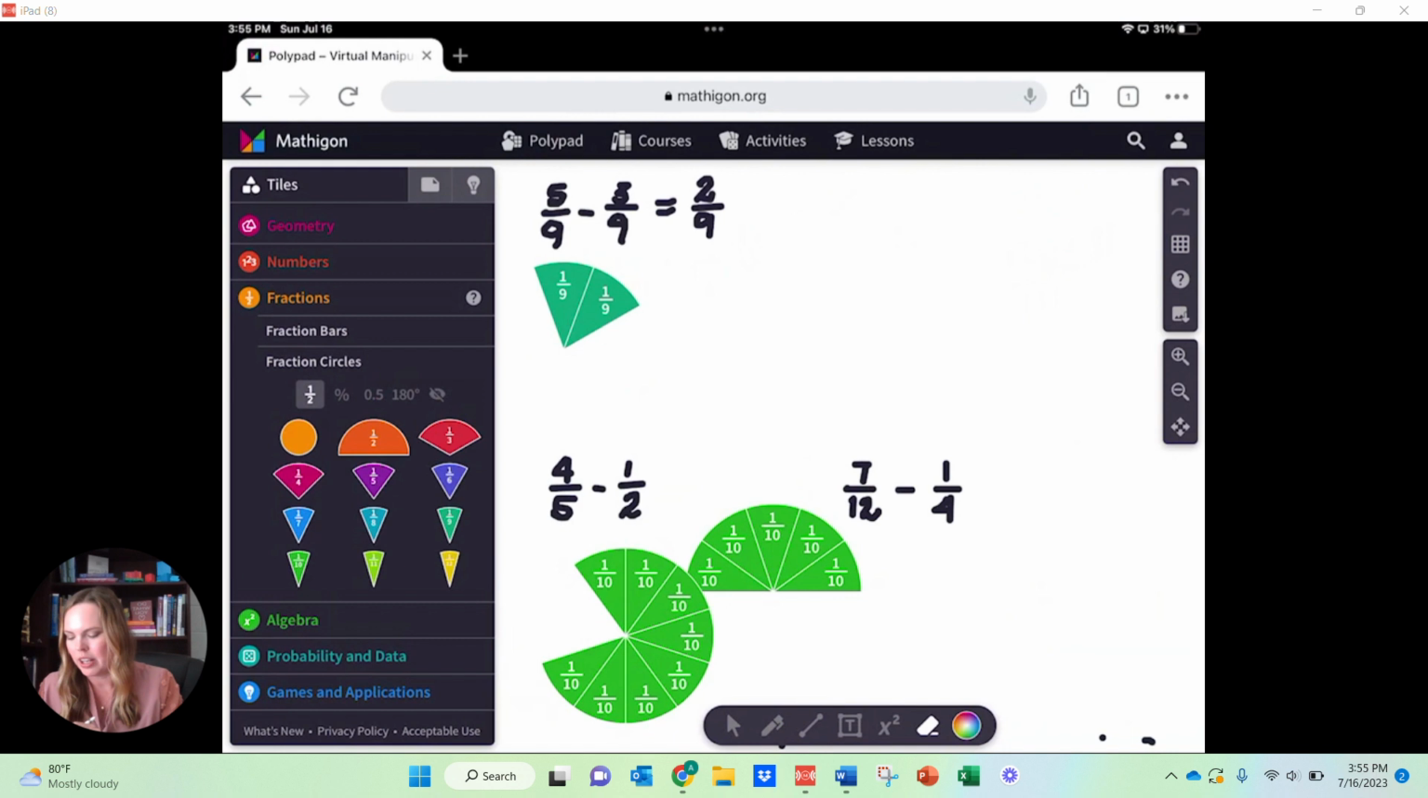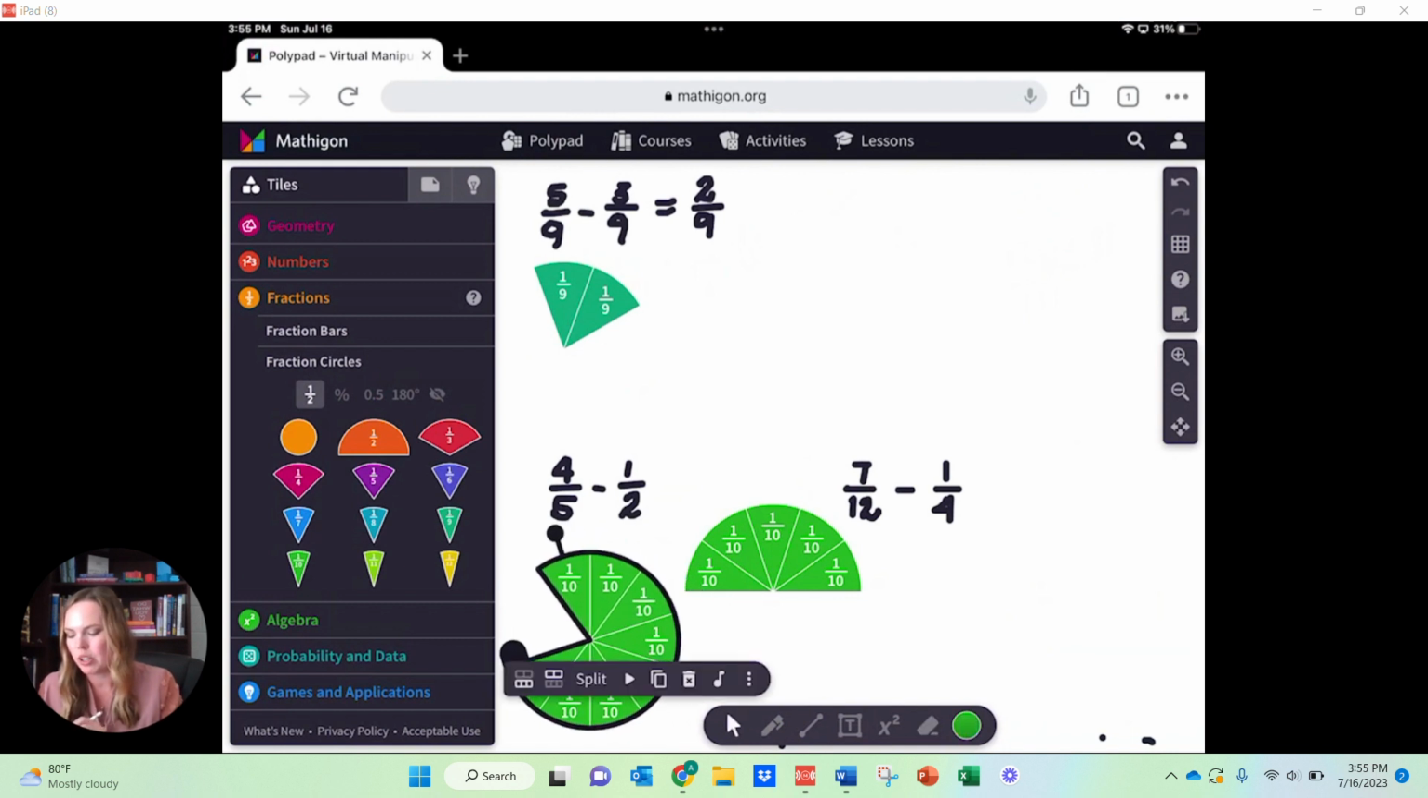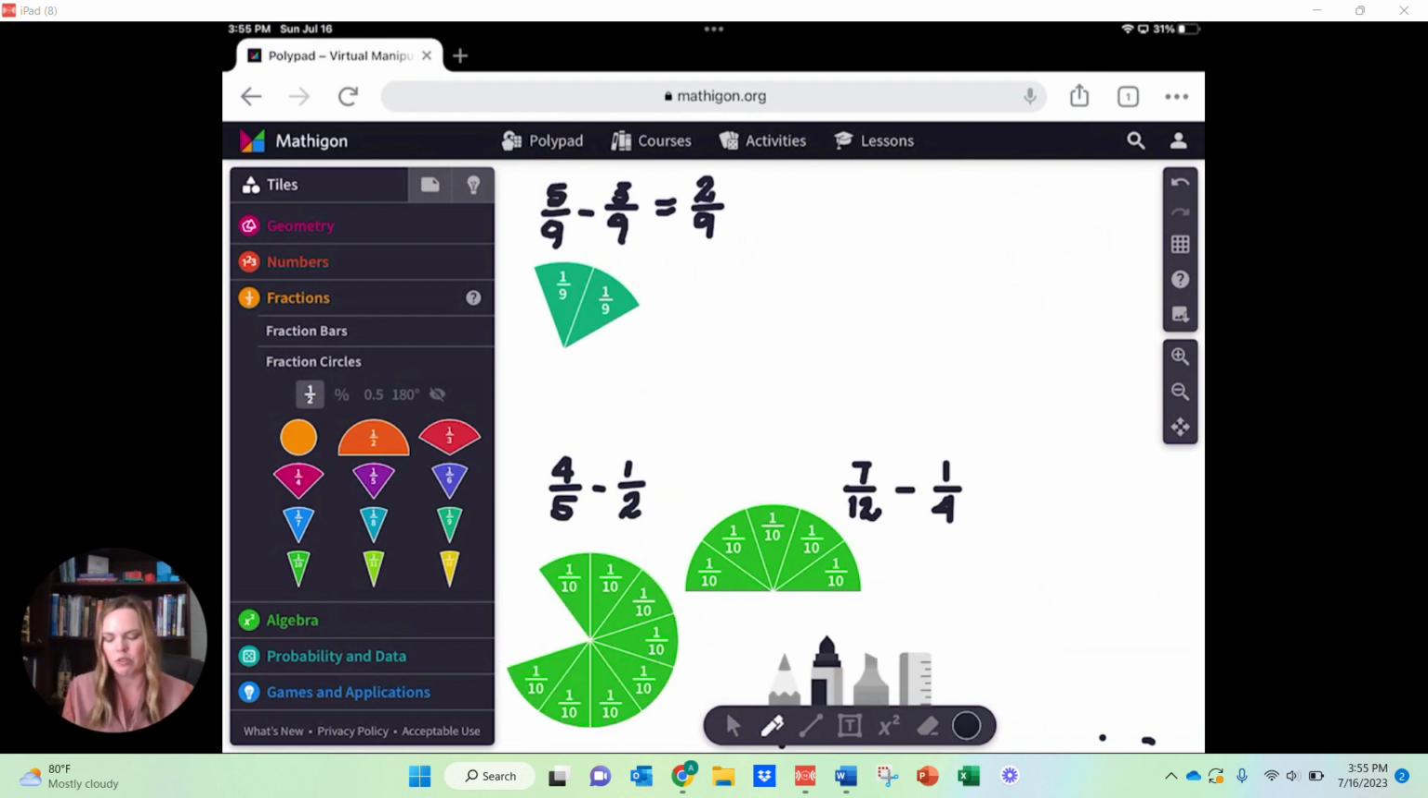Okay, so now you can see that 1/2 is equal to 5/10. You can rewrite that as well. So now instead of 4/5, you have 8/10. You can count those 8/10 there.